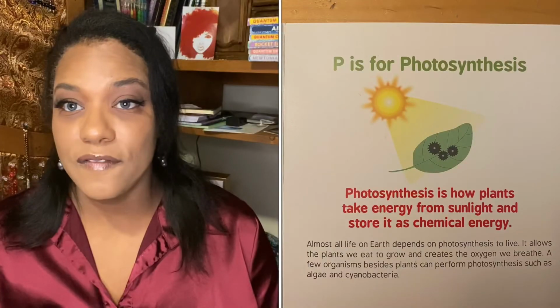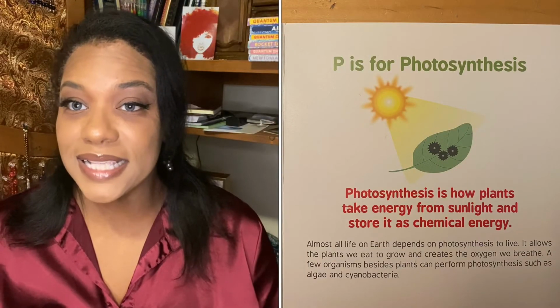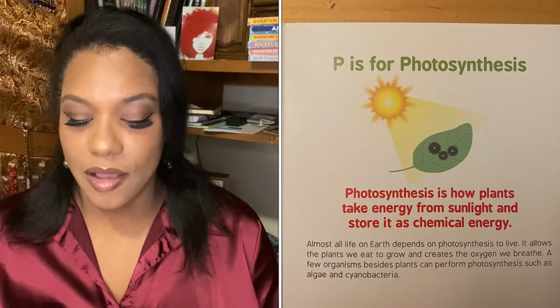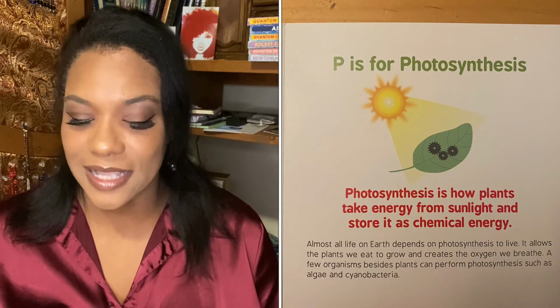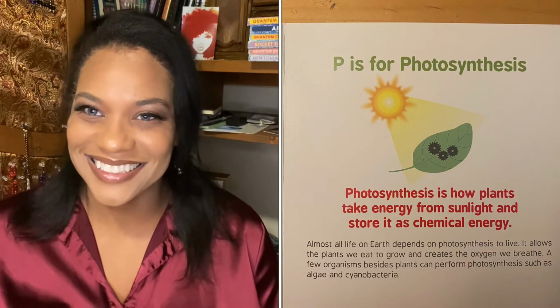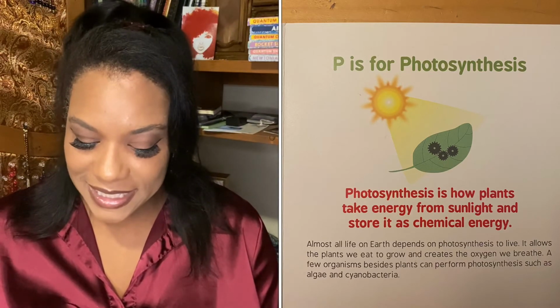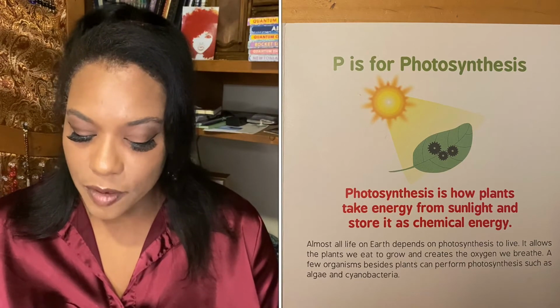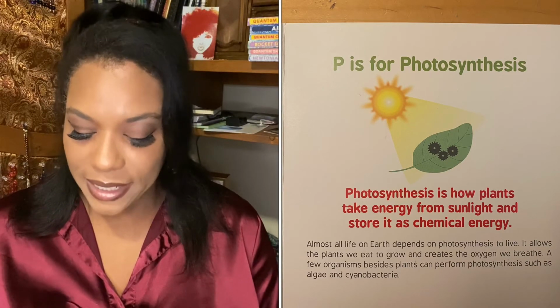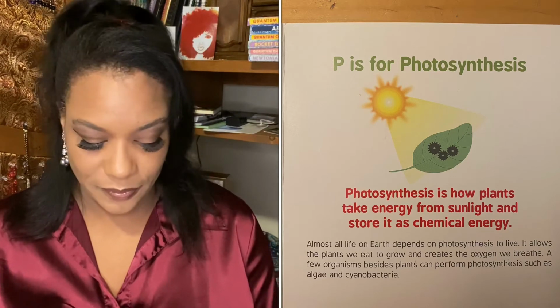P is for photosynthesis. Photosynthesis is how plants take energy from sunlight and store it as a chemical energy.